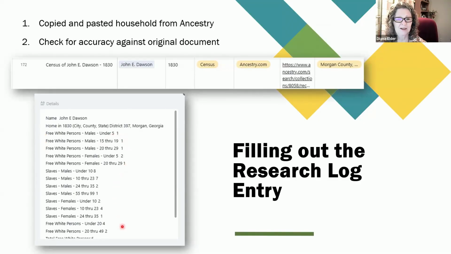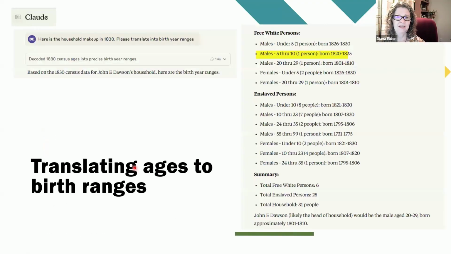After I did that and thought it looked pretty good, I wanted to do another step, and that was to have all of this translated to birth years. I can think of how old they would have been, but that's just a little bit more math, and sometimes I don't want to take the time to worry about that. So I will often turn to AI to try that as well.